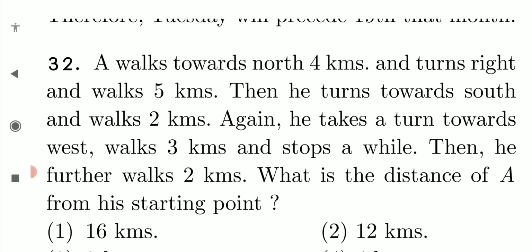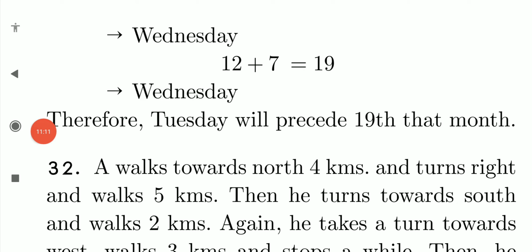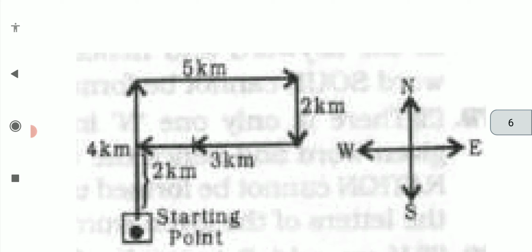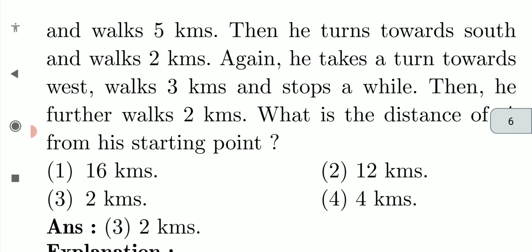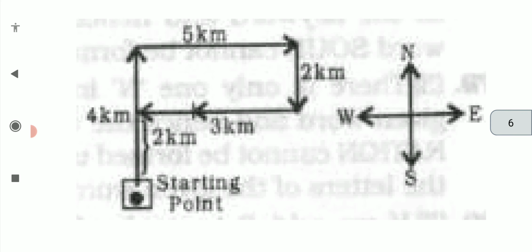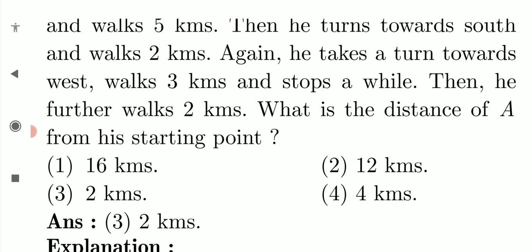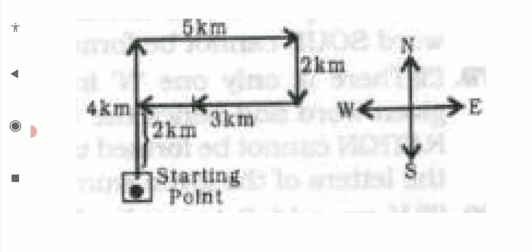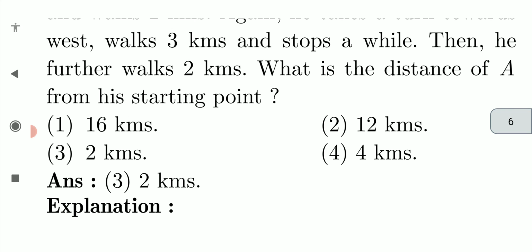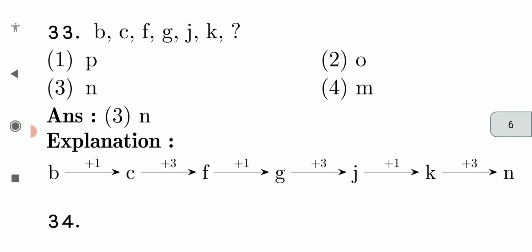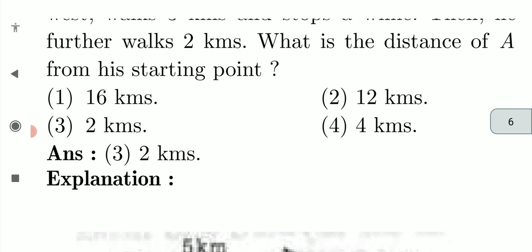See, a walk towards north 4 kilometers. See that line. There is a starting point. From that, 4 kilometers he is going north. Okay, and then he turns right and walks 5 kilometers. Then he turns towards south and walks 2 kilometers. Again he takes a turn towards the west, walks 3 kilometers. West means, see that direction diagram, west is this side. He walks 3 kilometers and stops a while. Then he further walks 2 kilometers and then further walks 2 kilometers. What is the distance of A from its starting position? Total is 4 kilometers, right? So actually see that side 2 kilometers is completed. So 2 kilometers will come.